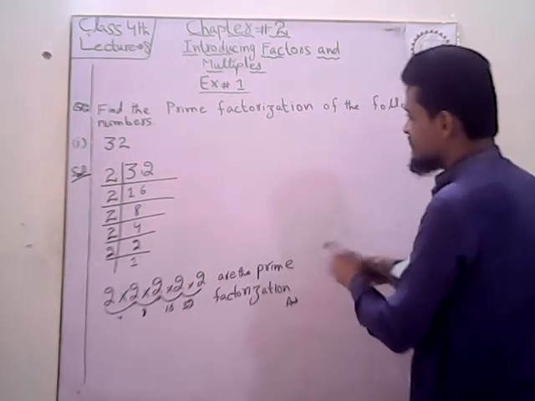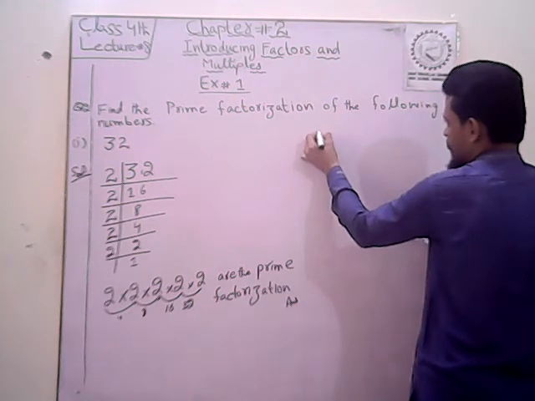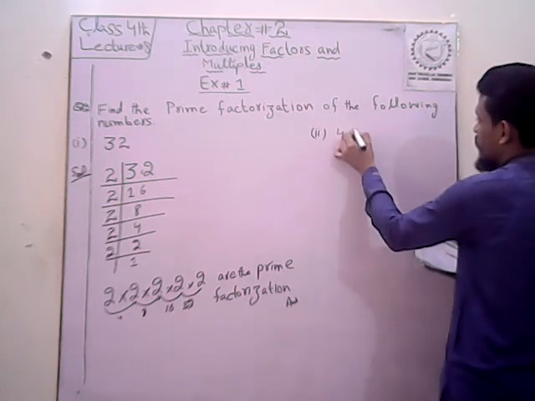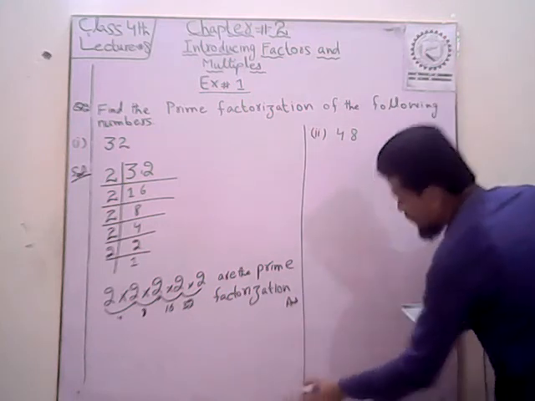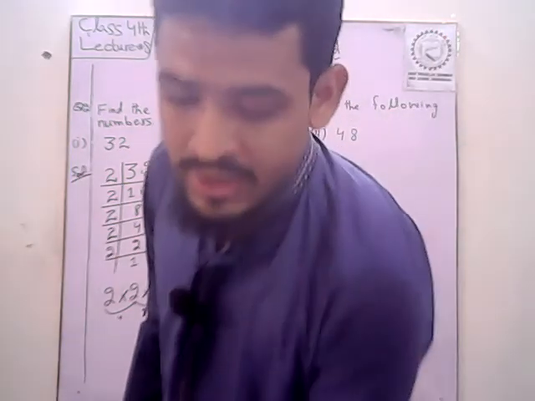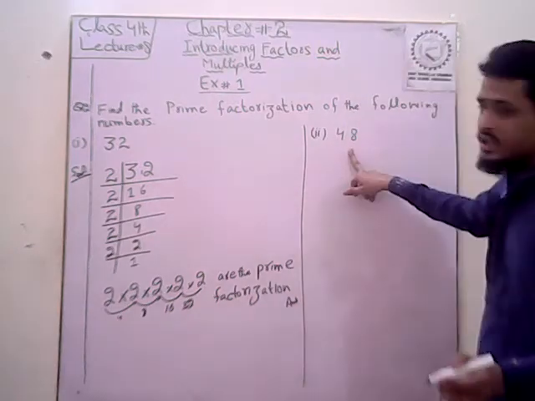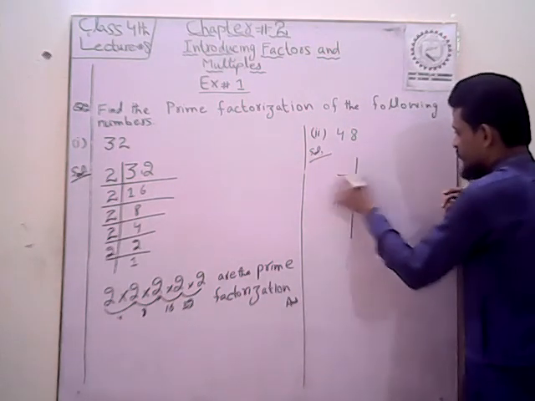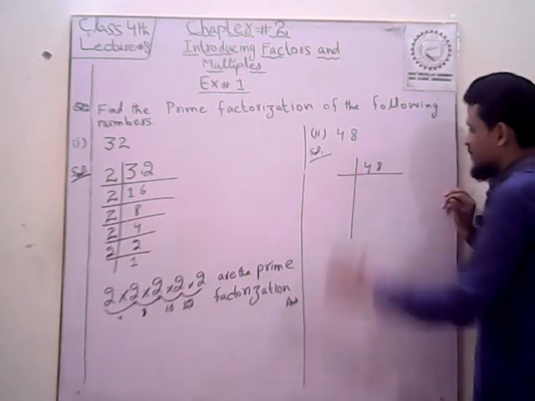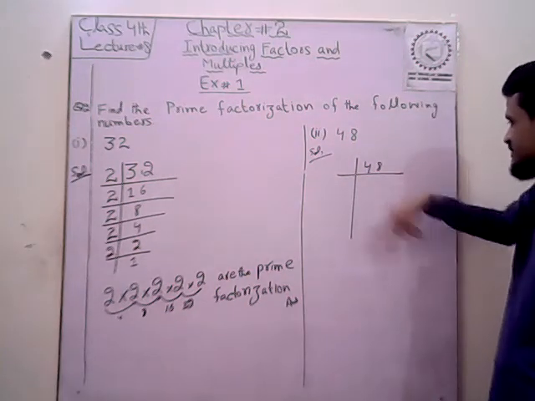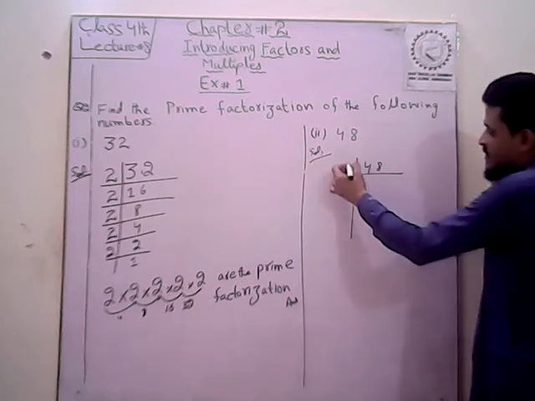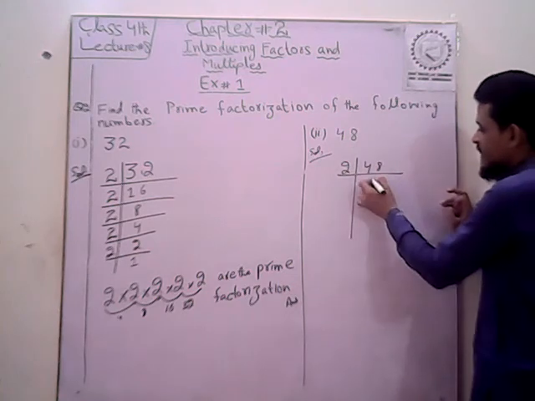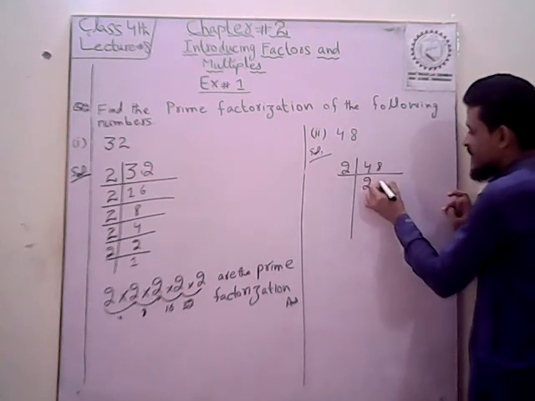So another example, example number 2 is 48. We find the prime factorization of 48. So we write this question as it is. So write the table number 2. 2 2 ज़ा 4 and 2 4 ज़ा 8.